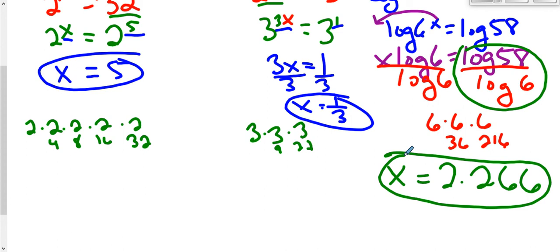All right, so that's it for converting back and forth and evaluating these logarithms. We're going to pick up with using properties to expand and condense in the next video.